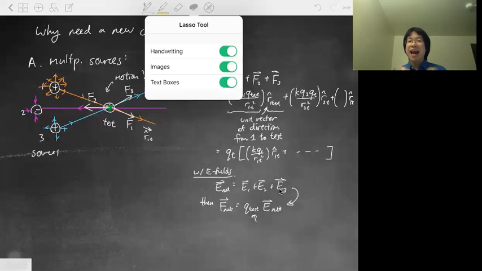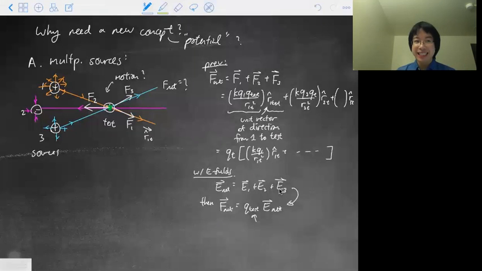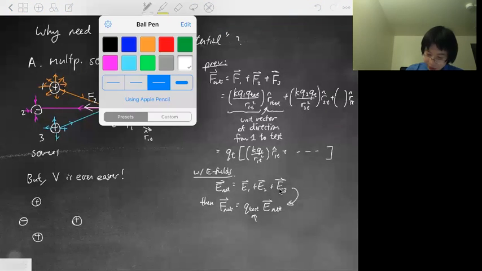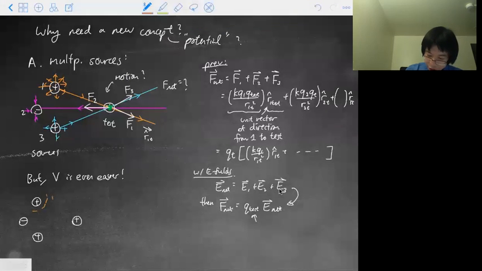Okay, but now I'm going to argue potential is even easier. V is even easier. Okay, how would that look? It will look roughly like this, right? So each one will have a potential. So first, the first one will have a potential around it. All these, and think of it like an influence. Okay, so I'm only going to draw the ones that intersect my test charge. Otherwise, it's going to get a little bit out of hand.